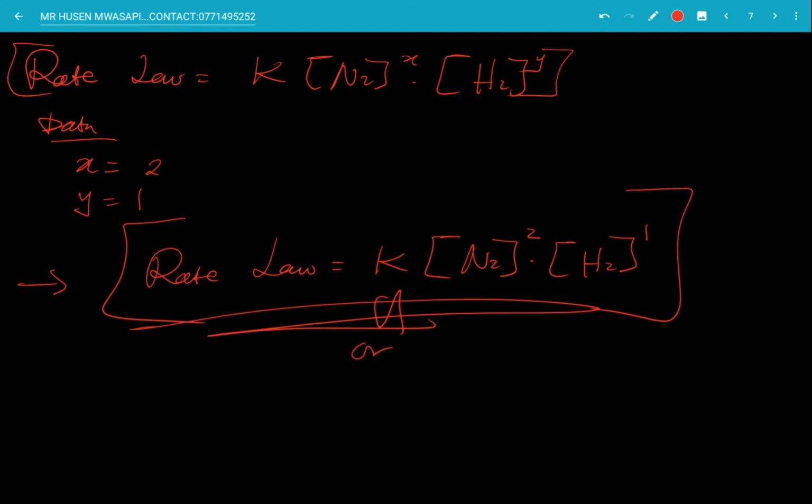If you want, you can remove the 1 and just say the rate law is equal to K times the concentration of N2 squared times the concentration of what? Hydrogen.